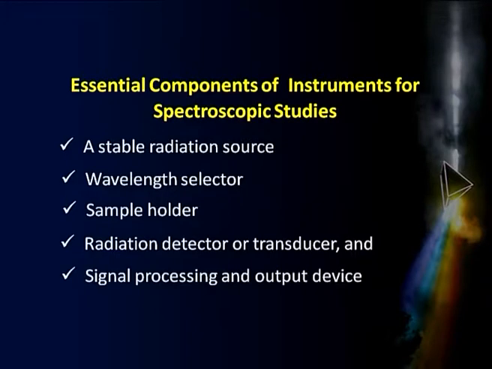And lastly, we need some kind of a mechanism, a device which will process this data and give us an output in terms of a spectrum. That is the broad outline of the essential components of an instrument. Let us talk about each one of them one by one.